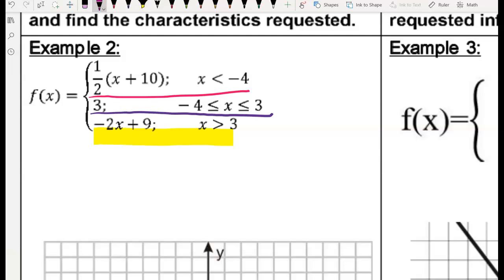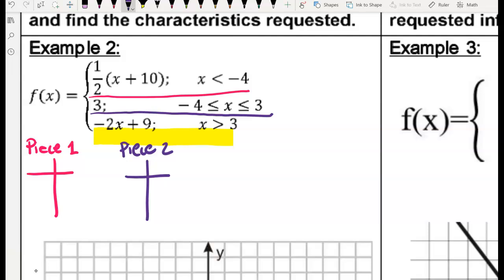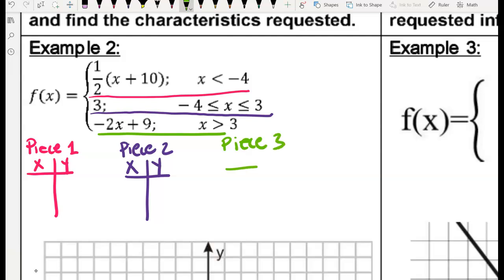So just like what we have been doing, guys, we will make 3 tables, okay? So we are going to start with piece 1 table, pick an x value, piece 2 table, pick an x value. Let's fill these in, x and y. Let me just use green maybe for the third one. Yeah, let's use green for that one. So piece number 3, 1 function, 3 pieces, okay? Let's start with the first piece.